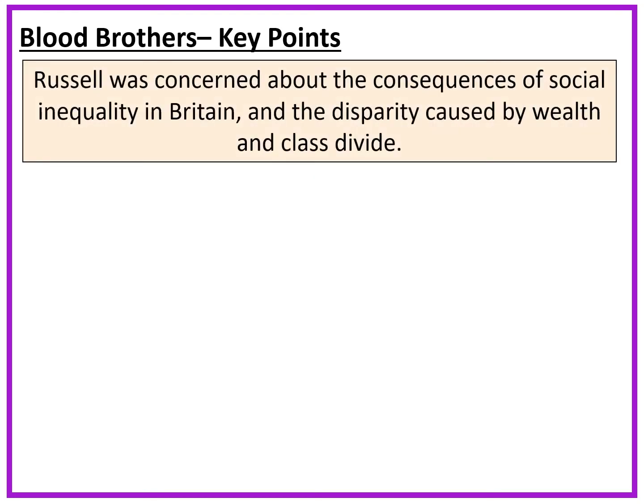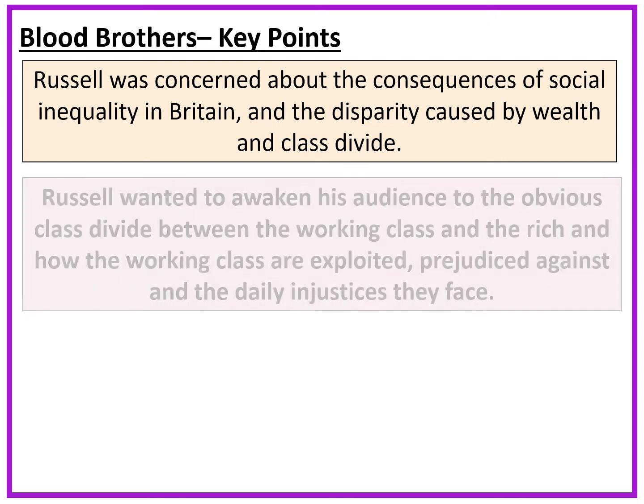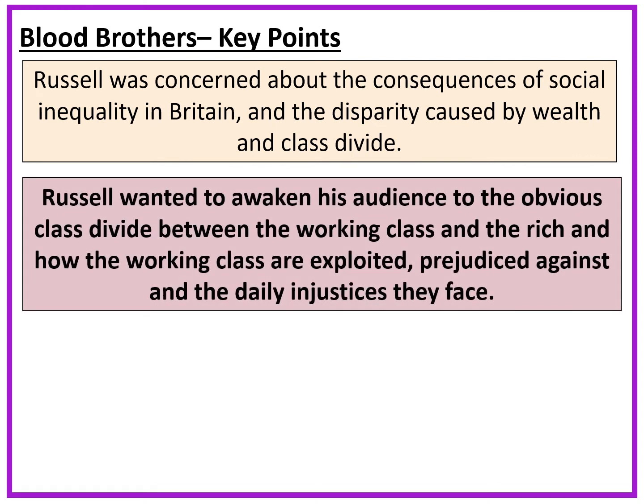Willie Russell was concerned about the consequences of social inequality in Britain and the disparity caused by wealth and the class divide. He echoes his concerns through his main characters, Mickey and Edward, who show the clear differences between the social classes, even though they are twin brothers. Russell wanted to awaken his audience to the obvious class divide between the working class and the rich, and how the working class are exploited, prejudiced against, and the daily injustices that they face.